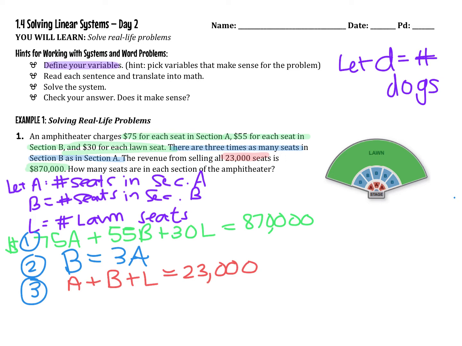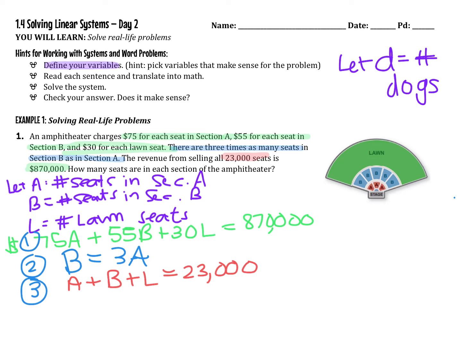So now I have my system, and now we can work through the steps that we did yesterday. But I really want to recap that process because that's what today's focus is. Start by defining your variables, then go through and underline and highlight and circle and read each of those sentences and translate those sentences into math. Now we're going to move on to the second 2 steps. We're going to solve the system and we're going to verify that our answer makes sense. And we're going to answer in a complete sentence because this is a word problem.